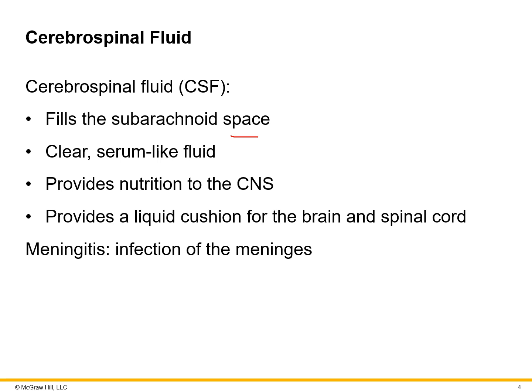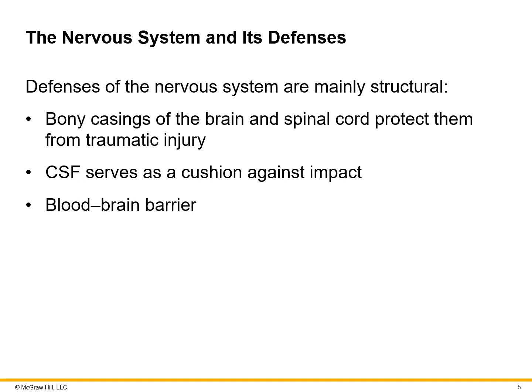The main role of this cerebrospinal fluid is providing nutrition. It's also providing cushion for the brain and spinal cord. Again, as I just mentioned, meningitis would be an infection within the layers of the meninges. So we look at the defenses that we have. Again, as I mentioned, they are mainly structural.